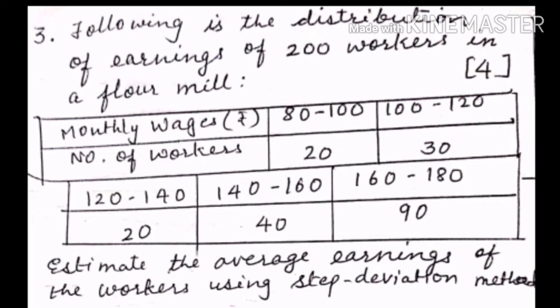So first of all, first is classes, then number of workers, that is frequency. Then what do you have to take? Assumed mean, from the x column. So what is the x column? That is your upper limit plus lower limit divided by 2, that is the class mark, that is x. From that column you will take your assumed mean, which is almost midway, and then you take the d value, and everything, and then you solve it.